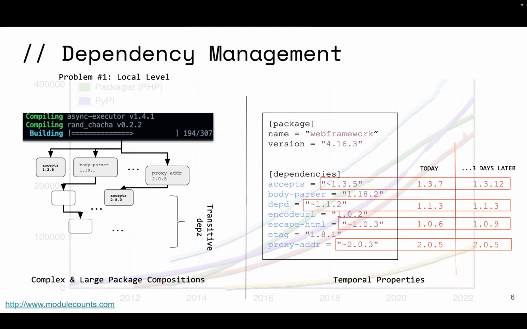What is very interesting as well is that with complex and large package compositions, which you can see on the left, I have one example with the accepts dependency. Here we have, for example, a direct dependency on 1.38, and then we have another one on 2.80. We can see that the same package can easily coexist, and that makes it very complicated when you have multiple versions of the same package within a project.